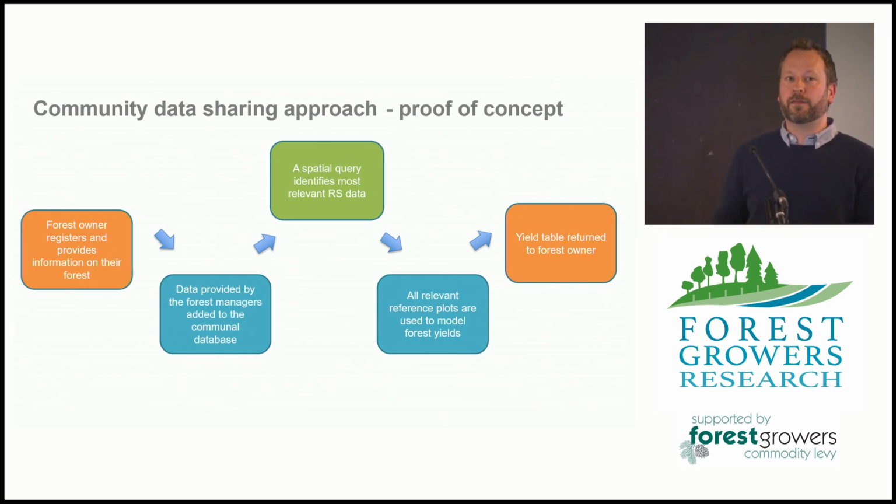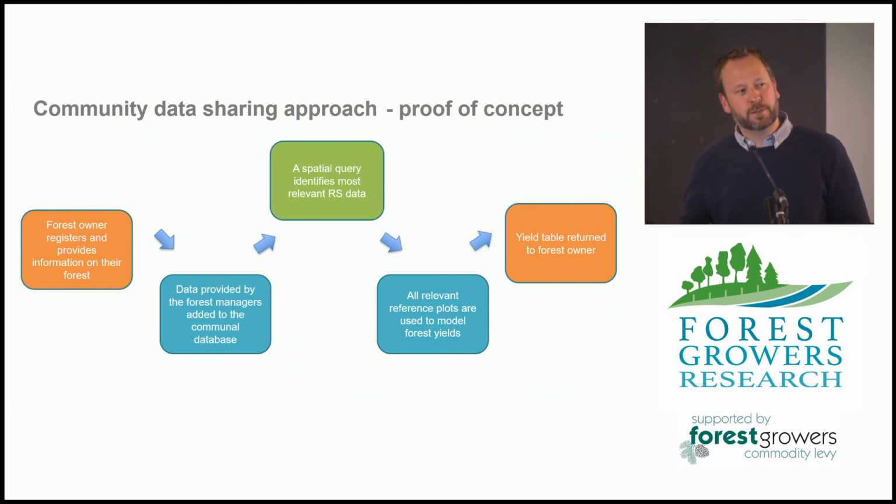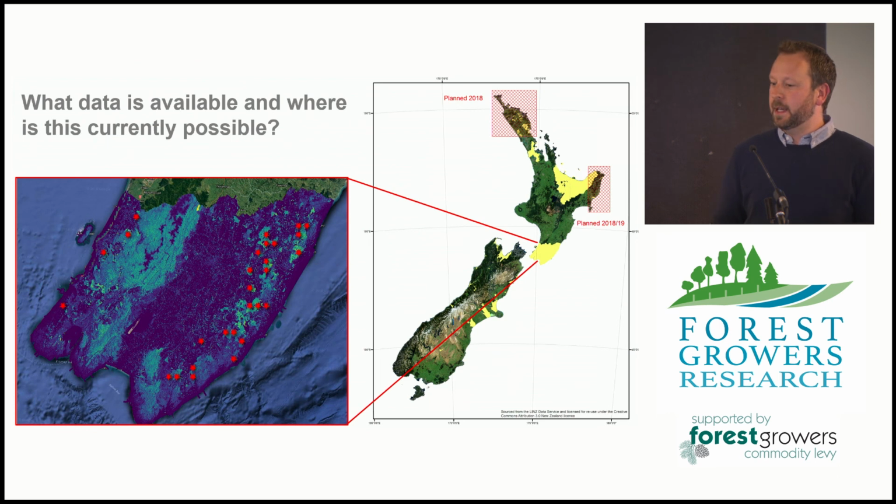Using the forest boundaries, which have been provided from a GIS, the conceptual framework software would carry out a spatial query which identifies the most relevant free and open access remote sensing data sets available in the system. Then all of the relevant reference plots, which have been provided by the community of users, would be used to model forest yields and to return yield tables to the forest owner. We wanted to put in place a proof of concept to show that this is possible, and this is exactly what we did.